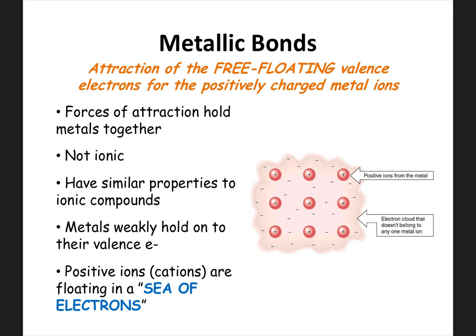Okay, so these are not ionic, all right, but they do have a lot of similar properties to ionic. And we say that these positive cations here, these positive nuclei, are floating in what we call a sea of electrons. It's not a real sea. Every year I get somebody telling me that the electrons are going swimming or something like that. It's not really that. But this is what keeps metals stable and allows them to exist by themselves. They're not actually bonding to anything, despite what the name is.